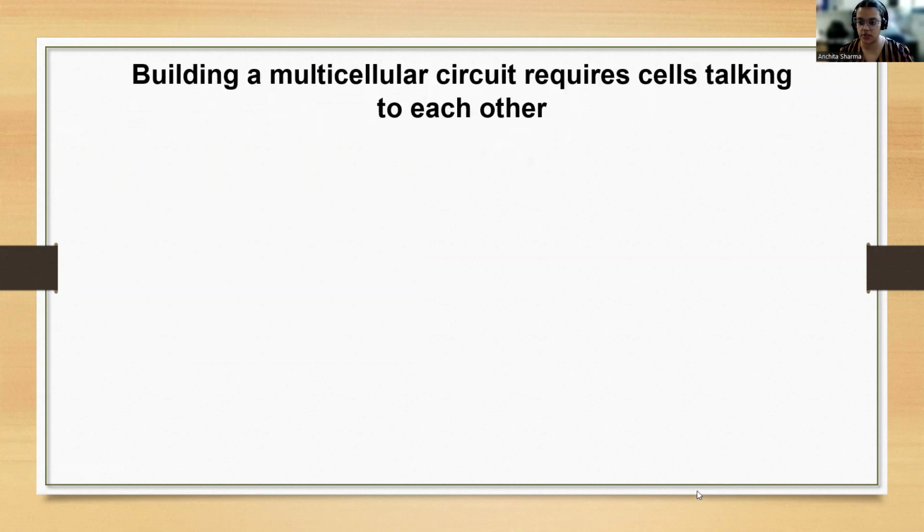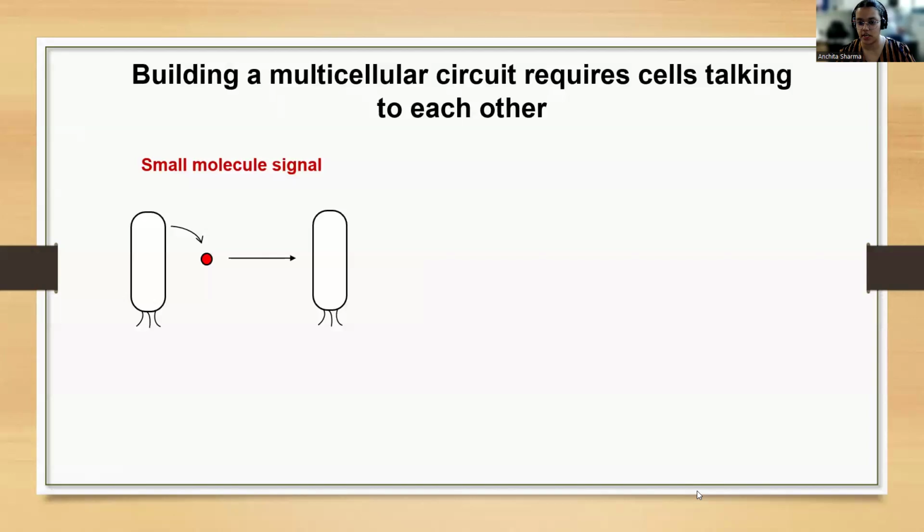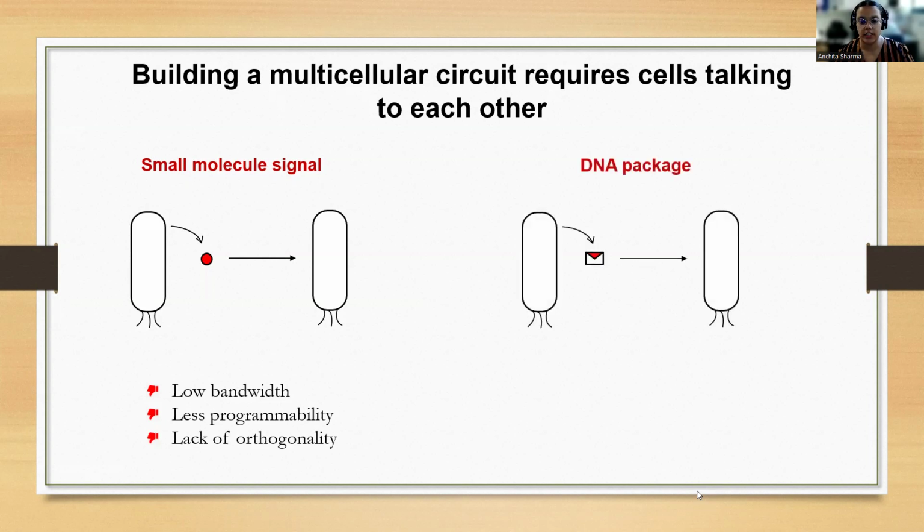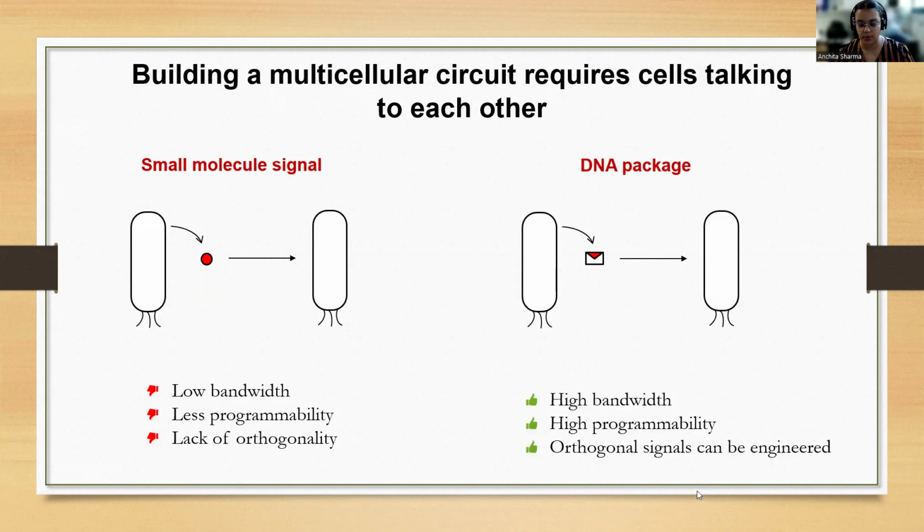The moment you want to build a multicellular circuit that is logic distributed across subpopulations, cells need a communication channel between them. Traditionally, that's when small molecules, which are the HSLs or the quorum sensing signals. They work, but they are low bandwidth, they don't give you high programmability, and you run out of orthogonal channels fast. So we use DNA instead. A DNA package can be specific, long, and because you're encoding in sequence rather than concentration, you get high bandwidth, high programmability, and channels that you can engineer to be orthogonal by design.